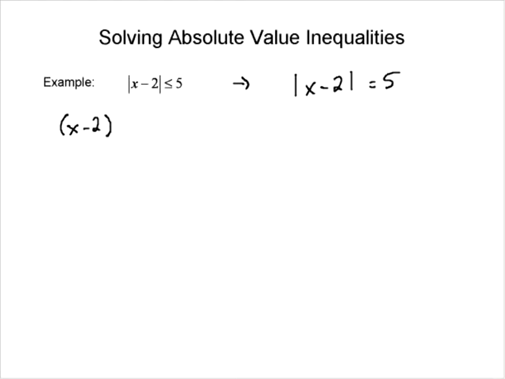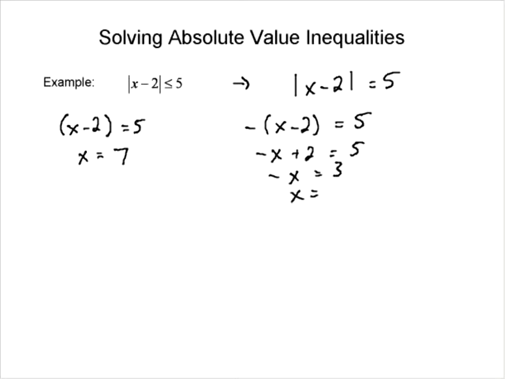So we're going to have x minus 2 equals 5, which means that x equals 7. Tough math there. Now let's look at the other one. We're going to have the negative of x minus 2 equals 5. So negative x plus 2 equals 5, which gives negative x equals 3, so x equals negative 3. Those are our two boundary points.